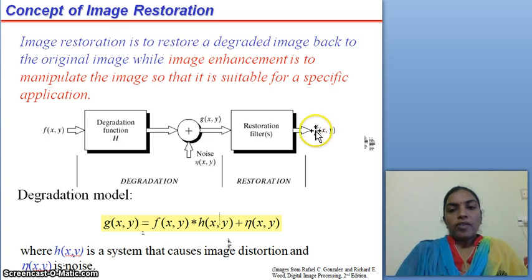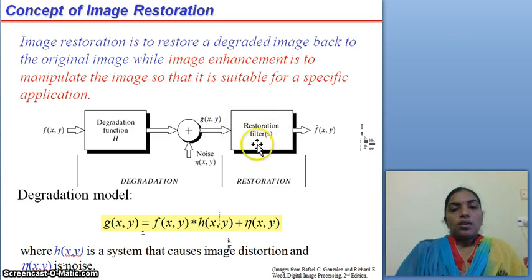Here this f cap of x comma y resembles the actual original image, but you don't know the original image how it is. But the user should be satisfied with the output image. That means he knows the output image, how it should be. Now to get that particular desired image we should apply the restoration technique to this degraded image.